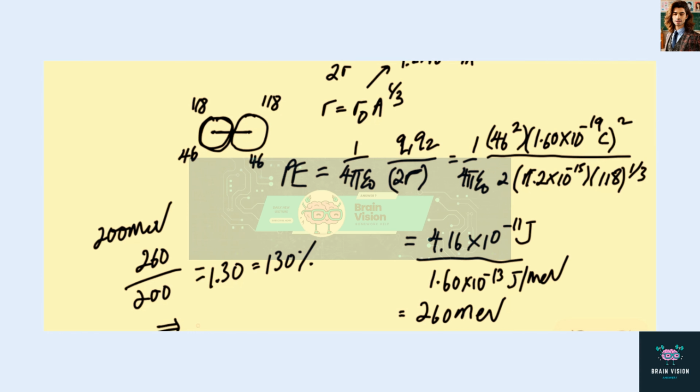So it tells us that the potential energy is 30% larger than the fission energy release.